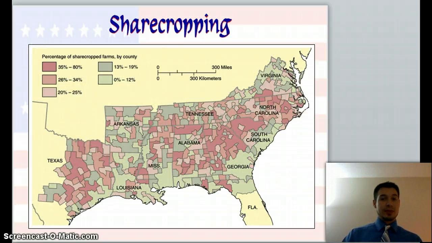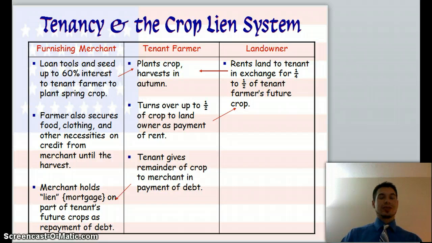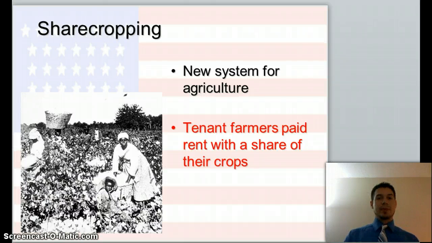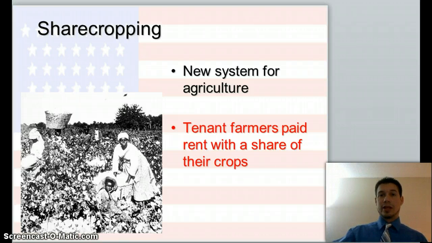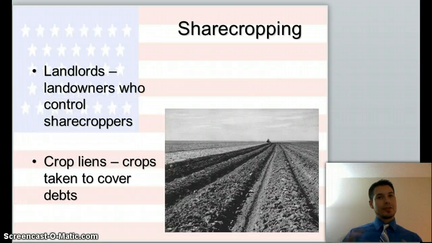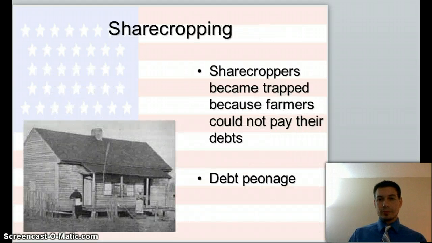Now, sharecropping. This is big. As you can see, sharecropping went across the entire nation. Sharecropping is a new system for agriculture. Tenant farmers paid rent with a share of their crops. They would grow these crops on somebody else's land, and they would give the owner of the land part of the money from the crops, or a share of the crops. Now you had landlords, those are landowners who controlled sharecroppers. Crop liens, those are the crops taken to cover debts. And sharecroppers became trapped because farmers could not pay their debts.